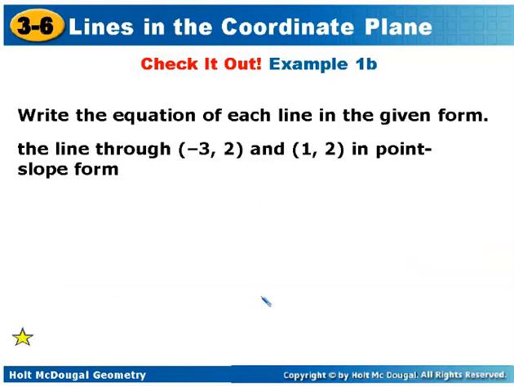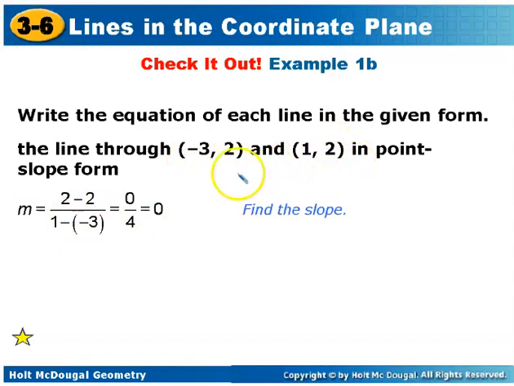Okay, again, I've got another one I want you to try on your own, so go ahead and pause the video here and I'll be back. Okay, great. Now we're putting this one into point-slope form. Remember, point-slope form means I need to calculate my slope first. So I'll do that calculation with my coordinates, and I get a slope of 0. Okay, that's fine. Let's keep working here.